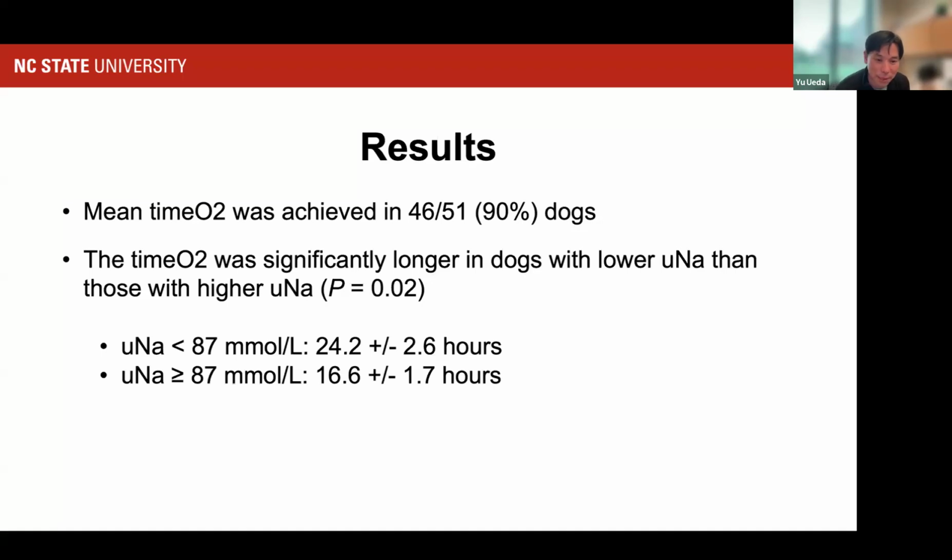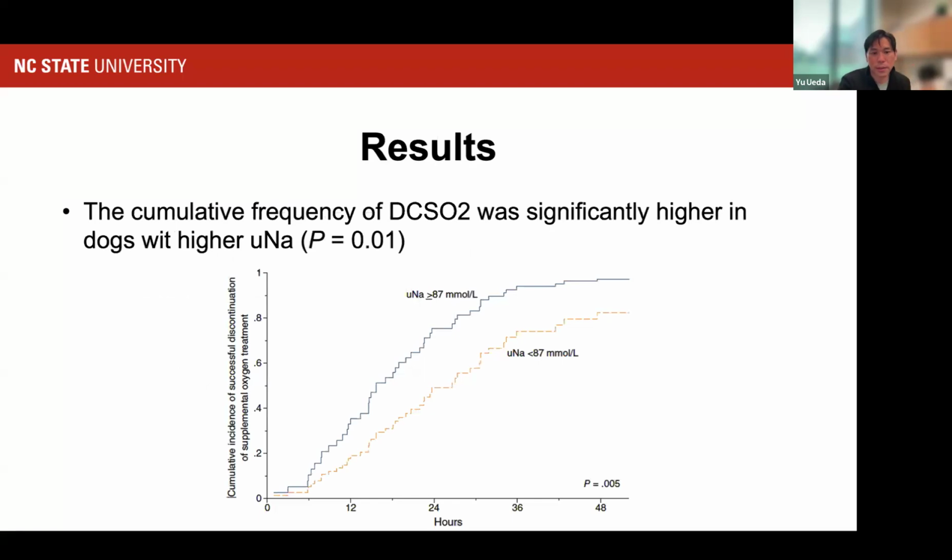So that was significantly different and significantly shorter with higher urinary sodium concentration. And the cumulative frequency of the discontinuation of the oxygen supplementation was significantly higher in dogs with higher urinary sodium concentrations. So over time during the hospitalization, they have a better success rate of discontinuation of oxygen supplementation and improvement of the clinical signs of congestive heart failure when the patient has a higher urinary sodium concentration, like you can see on this graph. Again, based on the regression analysis, they made this cutoff value of 87 millimole per liter.